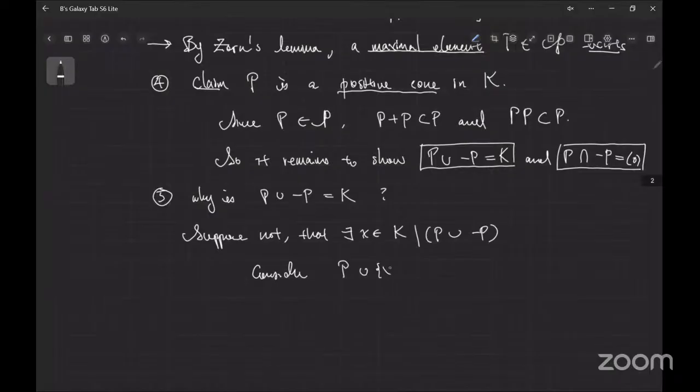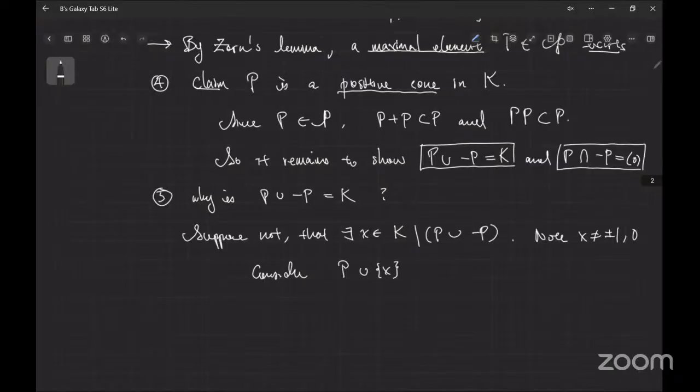P union X. This is certainly larger than P. A couple things before we move on. If X is not in P or negative P, then X is neither 0 nor 1 nor negative 1, right? Because if it's 1, it is in P. If it's negative 1, it's in negative P. And if it's 0, then it is in P because P contains 0. So notice X is not plus or minus 1 or 0.